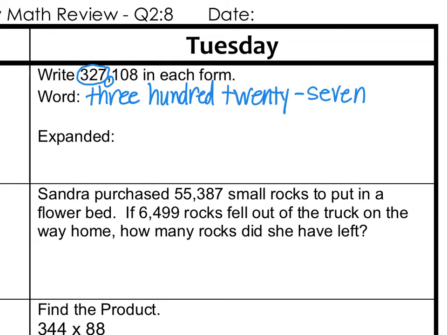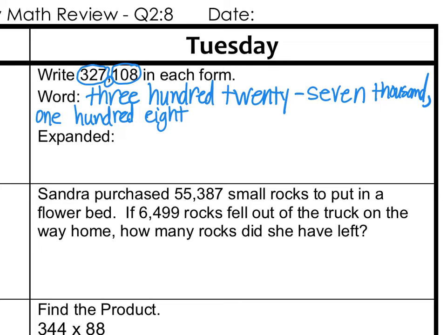The comma stands for thousand, and you get to actually put a comma after the word thousand. Then we move on to the units period, 108. That's exactly what we spell, 108.